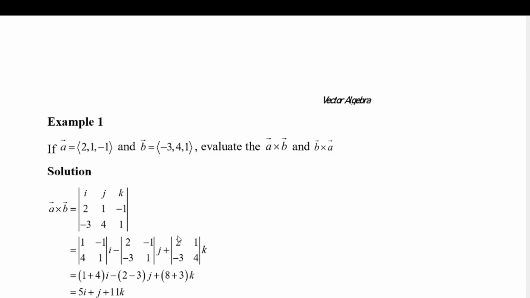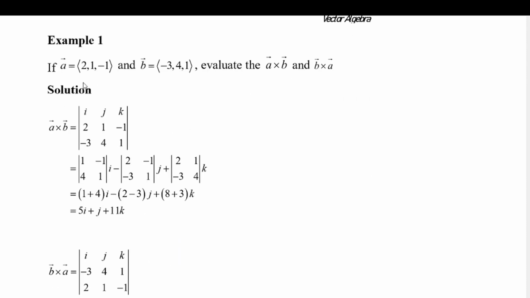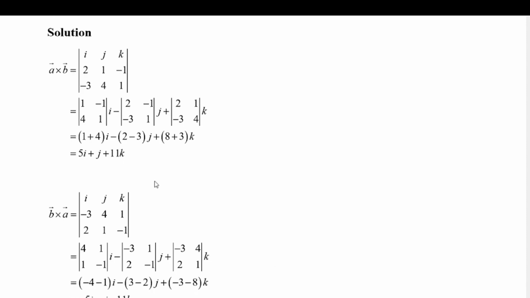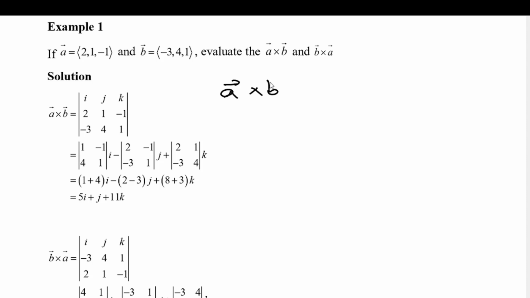Okay, now let's take a question. If vector A equals 2, 1, negative 1, and B equals negative 3, 4, 1, evaluate A cross B and B cross A. Please don't forget that A cross B is not commutative, that is, it is not equal to B cross A. What we are saying is that the result for A cross B will not be the same as B cross A. So we shouldn't forget it.